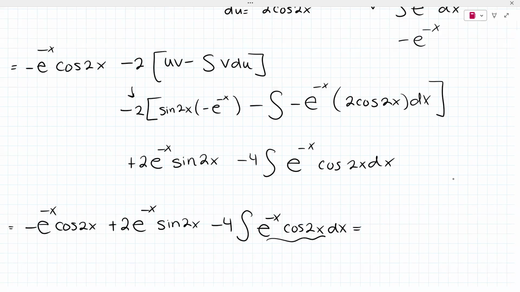And then we know this is easy. That's going to be the integration of e to the negative x cosine of 2x dx. So you have the same thing here. So what you could do is you have a repeat of e to the negative x cosine 2x. So what you could do is you can move this negative 4 to the right. So I'm going to add this to the right.